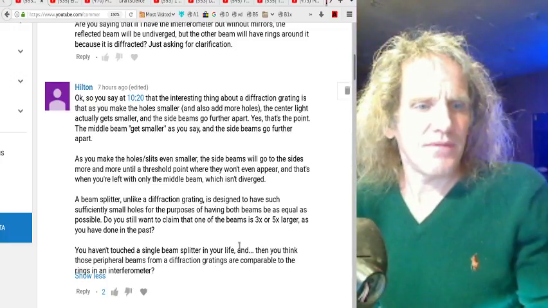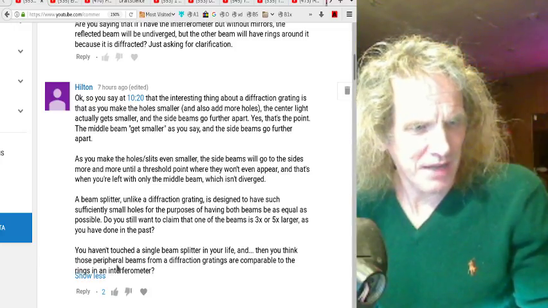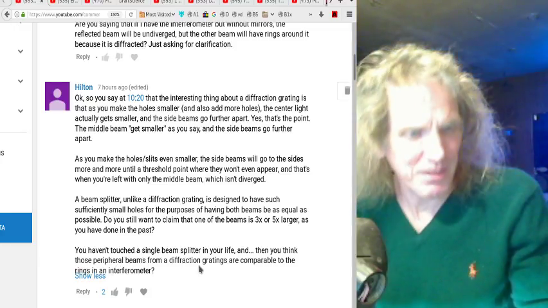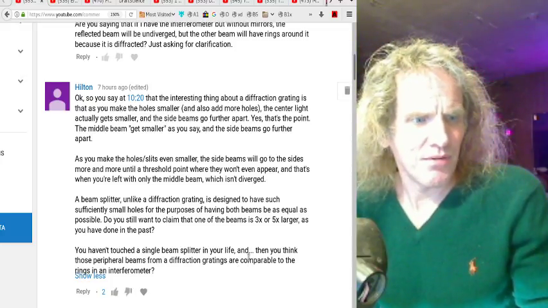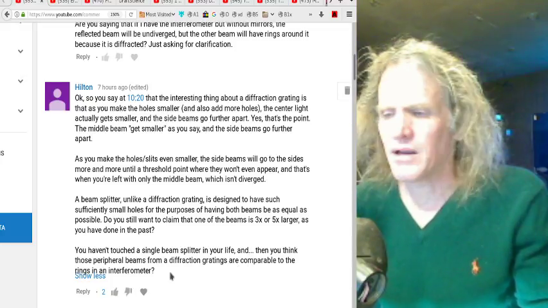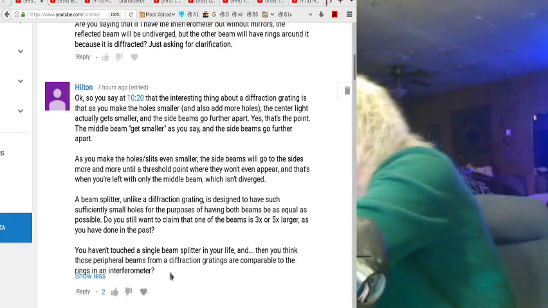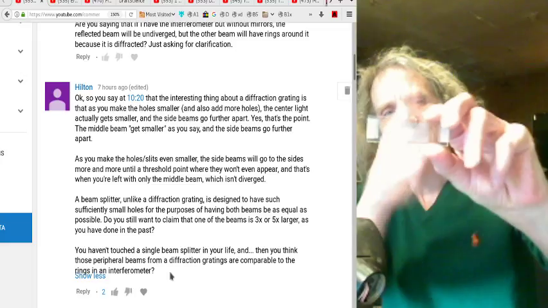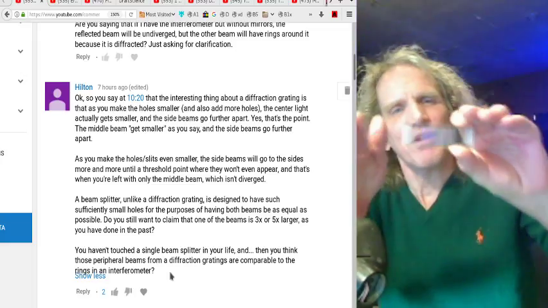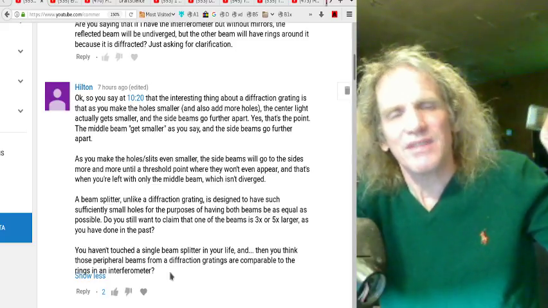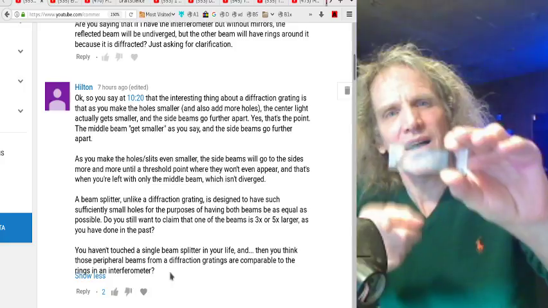Then you think these peripheral beams from the diffraction grating are comparable to the rings of the interferometer. Yeah, that's exactly what they are. If this thing wasn't a diffraction grating, that is, if it didn't have straight lines in it, then the pattern wouldn't be just 6 beams, 6 little dots. Those little dots you saw are because these have straight lines.